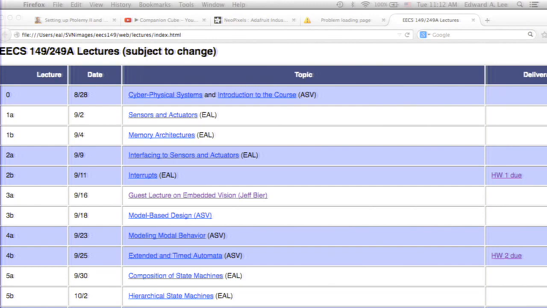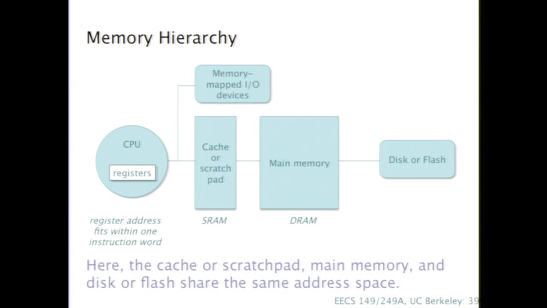Okay, so let's talk about memory hierarchy, which is the last topic in the memory architectures chapter. Last time I talked a little bit about the memory technologies that are involved in embedded systems, flash memories, static RAMs, dynamic RAMs, et cetera.